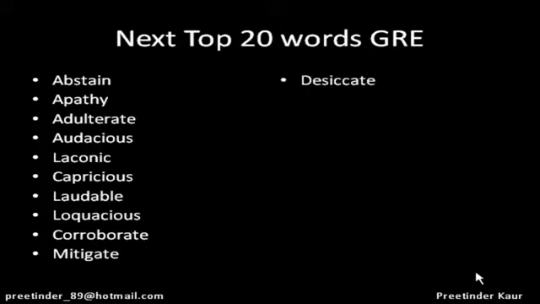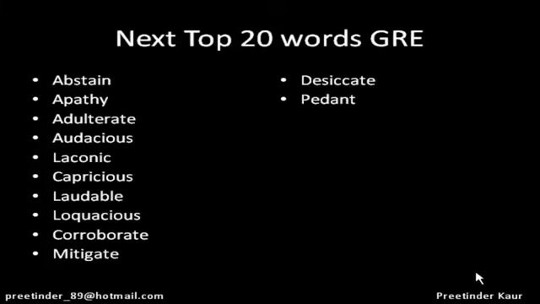The next word is desiccate. It means lacking spirit, lacking life, which is very dry and arid, dehydrate or exsiccate. Desiccation is used a lot in the field of botany, and desiccate means again draining something out of its life and spirit.